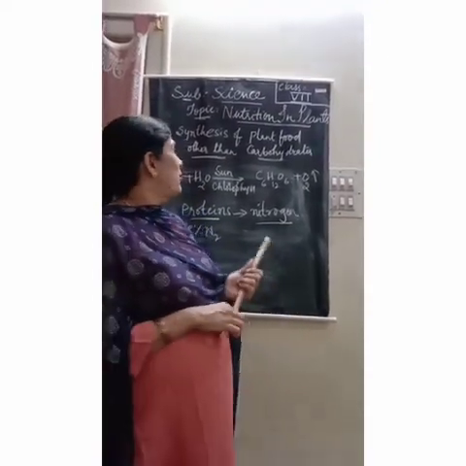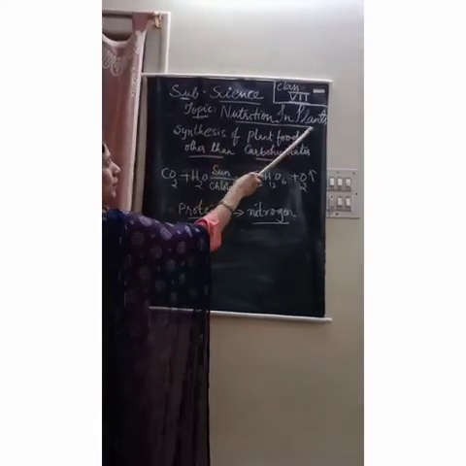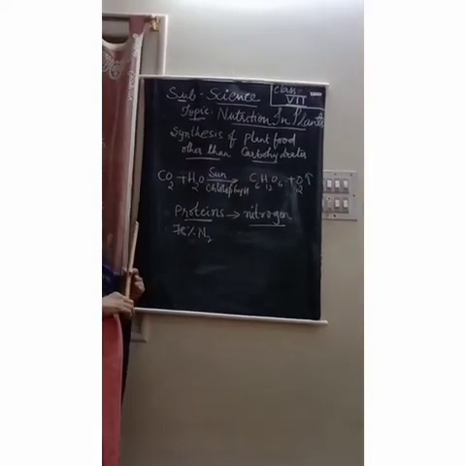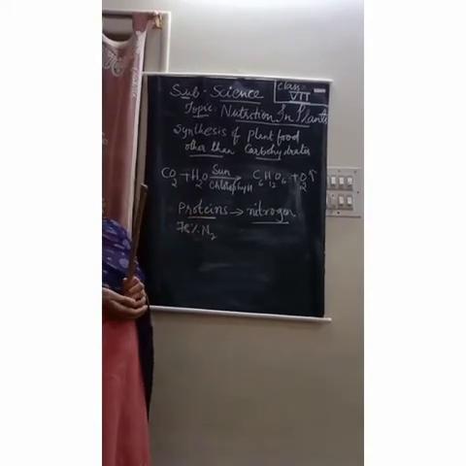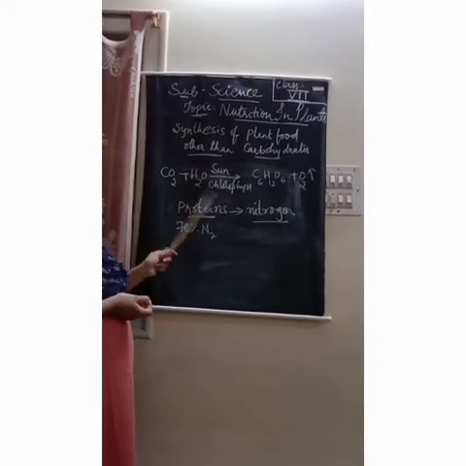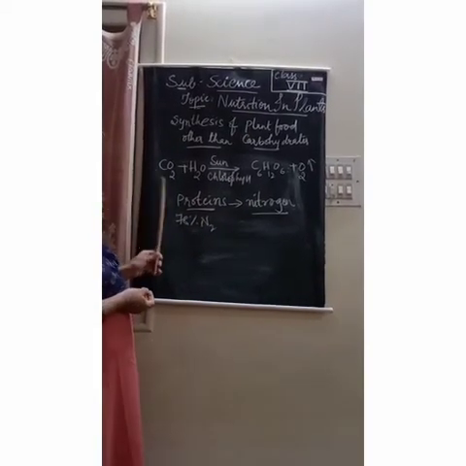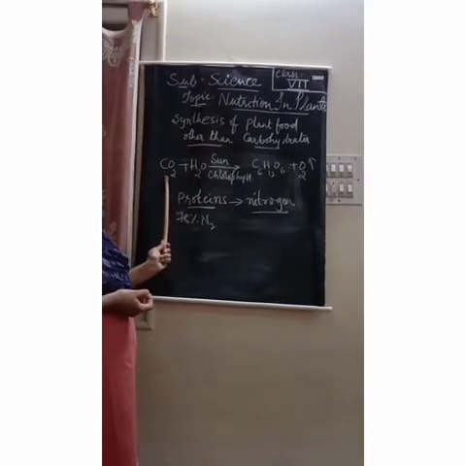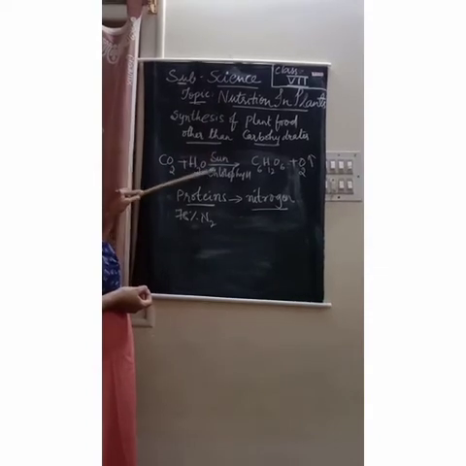In the last session, we discussed the first topic in science, nutrition in plants, right? What did I discuss in the previous class? We discussed photosynthesis and how plants prepare their food using sunlight. You already know the definition of photosynthesis, children. This is the equation of photosynthesis: carbon dioxide, CO2, plus H2O in the presence of sunlight and chlorophyll.